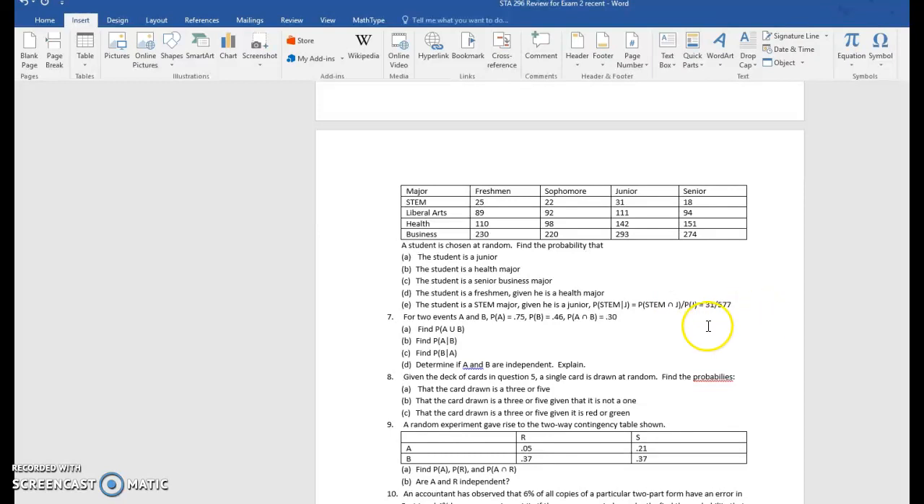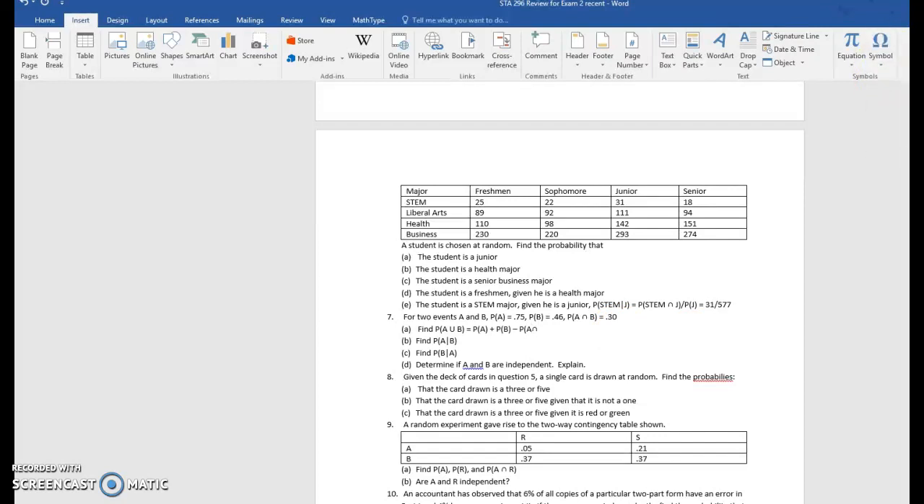Let's go to number 7. For two events, A and B, the probability of A is 0.75, the probability of B is 0.46, and the probability of their intersection is 0.3. We want to find the probability of A union B. Now let's remember that we have a formula for union. That formula is the probability of A plus the probability of B minus the probability of their intersection.